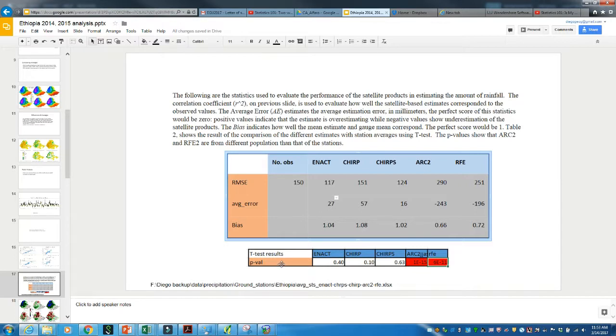So I ran t-tests for each of those, ENACT and the stations, chirp and the stations, and so forth. And so this is telling us that the difference between ARC and the stations is significant. The same thing with RFE, while for the other three, the difference is not significant. So this is in summary the analysis of the averages. So there is a significant difference between the average of RFE and the average of the stations, and the average of ARC2 and the average of the stations.